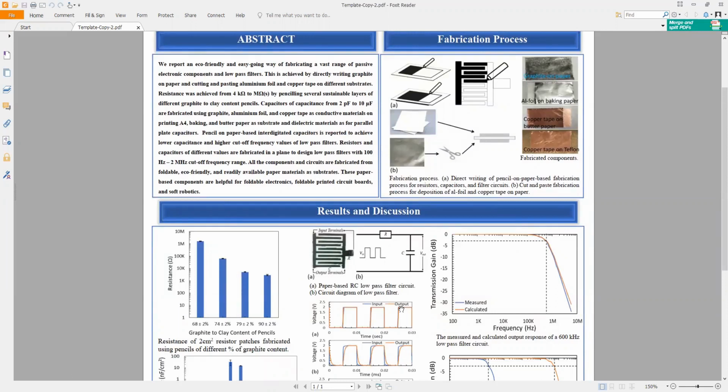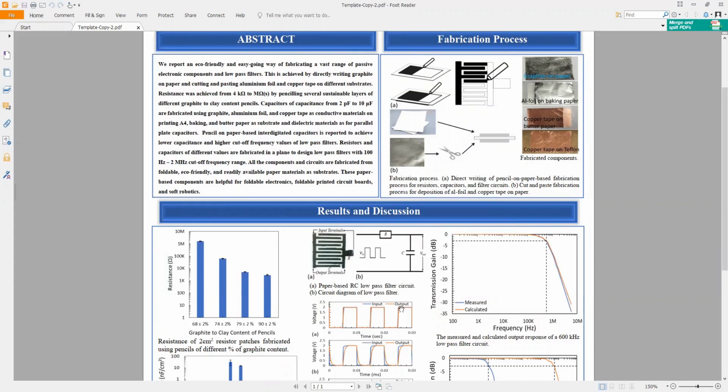You can easily see from this graph that when the graphite to clay content ratio of the pencil is 90%, the resistance is the lowest. So using different graphite to clay content pencils, we achieved resistance from the lowest value of 4 ohms to the highest value of several mega ohms.